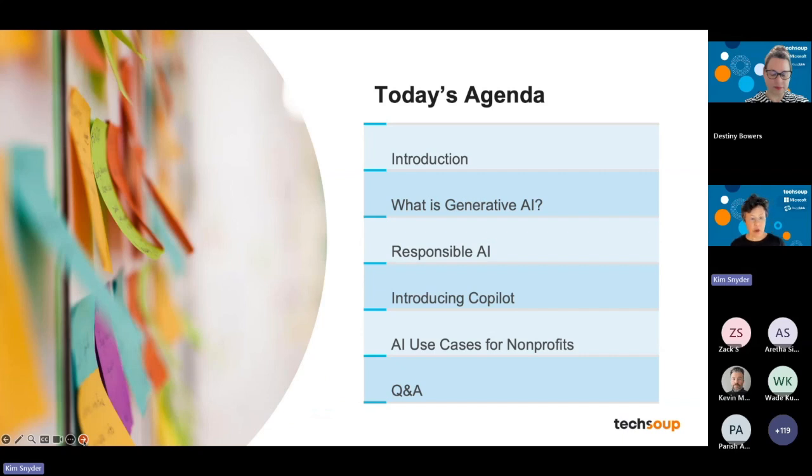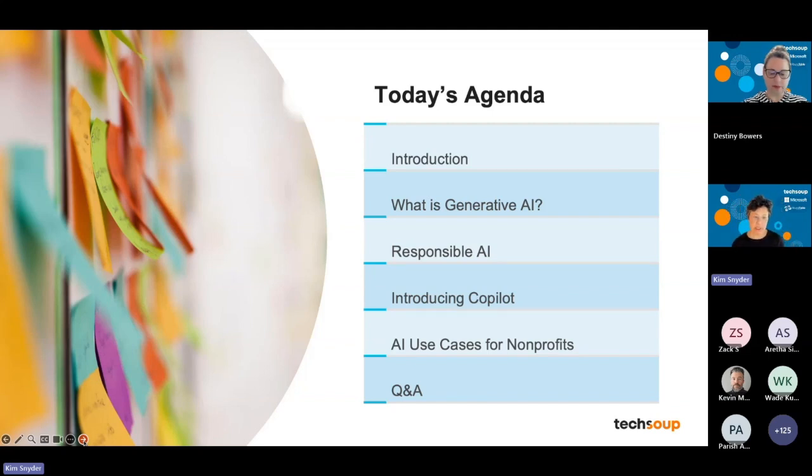So what are we talking about today? Okay, we're going to talk about generative AI. This is an introductory overview course. So if AI is new to you, you are in the right place. Also going to spend some time talking about responsible AI and how to use AI in a way that you can mitigate some of the risks that you hear people talking about when they talk about AI.